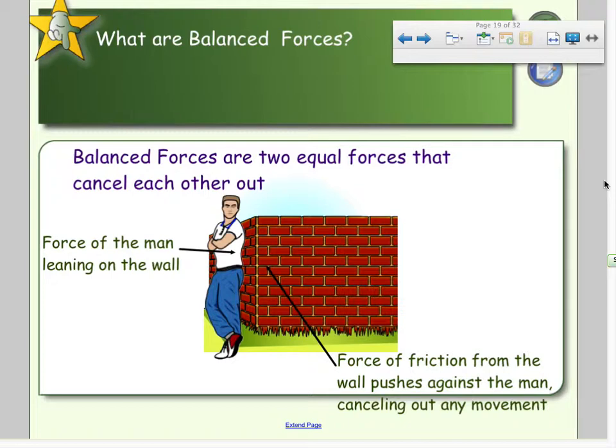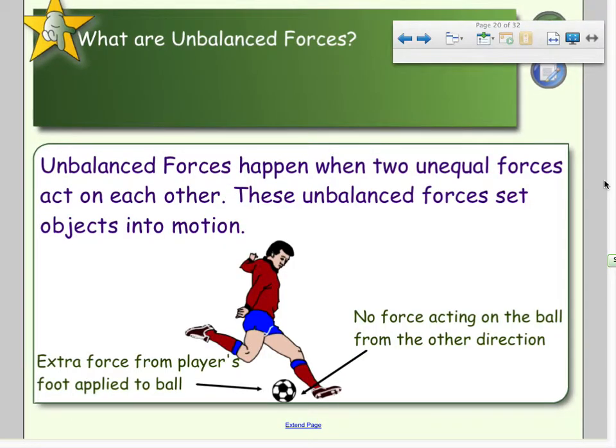Right? Unbalanced force, what is that? What's an unbalanced force, Laisha? A force that is forces that are not equal, which means one is? Back meaning it's stronger or weaker? Stronger. Stronger than the other force, which is why the ball moves when you kick it.